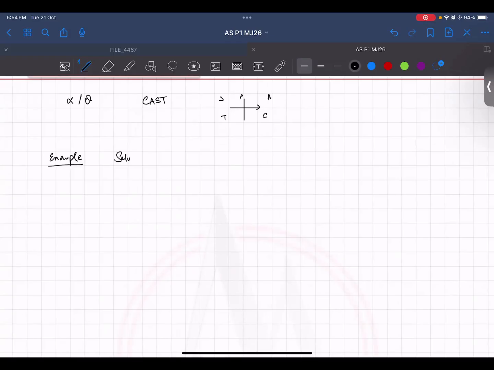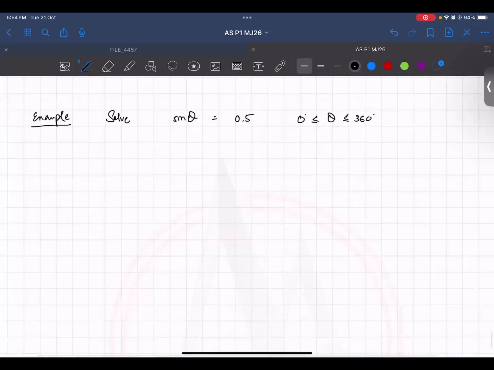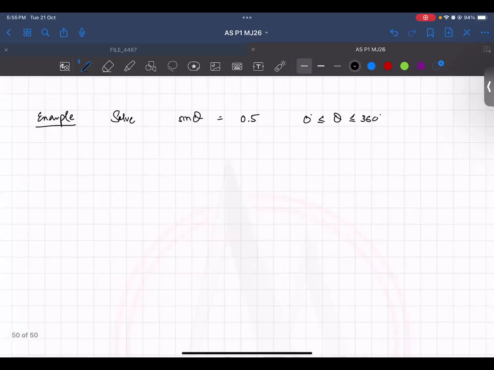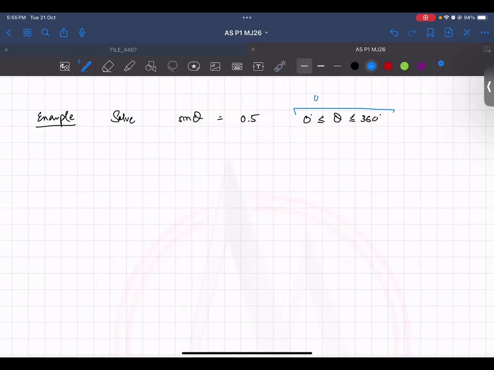They ask you to solve sine theta equals 0.5, and your theta is within the range between 0 and 360. We know that the graph of sine, the graph of cos, the graph of tan, they are periodic. So you can get an infinite number of solutions if you don't define a region within which you want the answers. So that's why they have given you sine theta equals 0.5, and they have also given you the range, to find only the values of theta within this range.